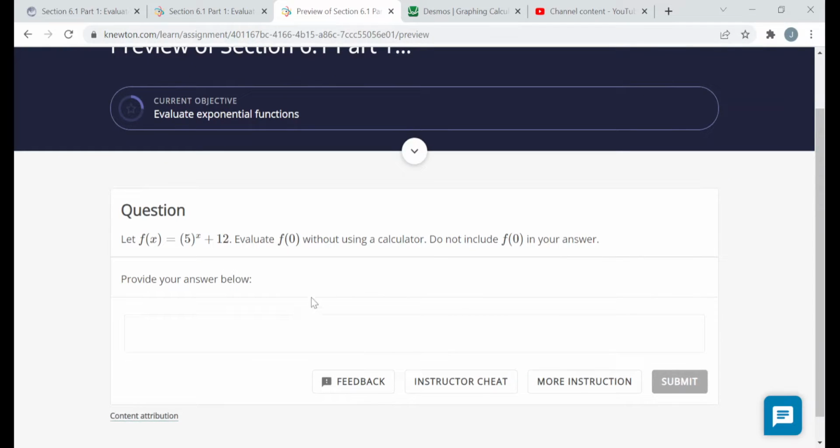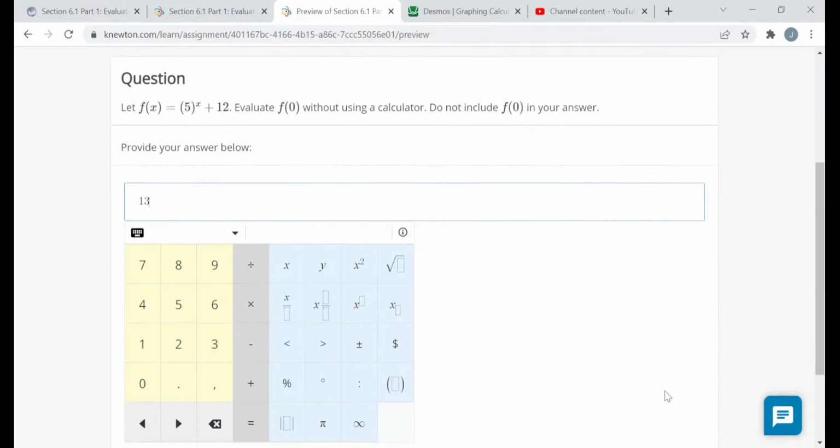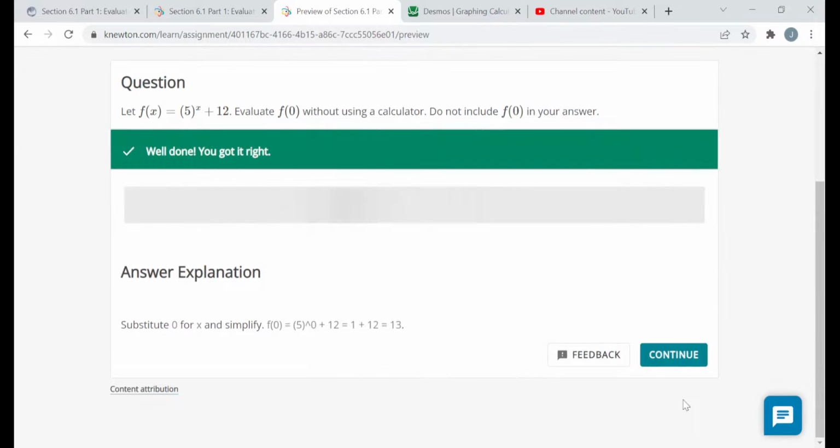All right, so this one I'm just going to say out loud. This one's a joke. What's f of 0? Well, that'd be 5 to the 0, which is 1. Remember, any non-zero number to the 0 power is 1, plus 12. The output would be 13. Very simple, that one.